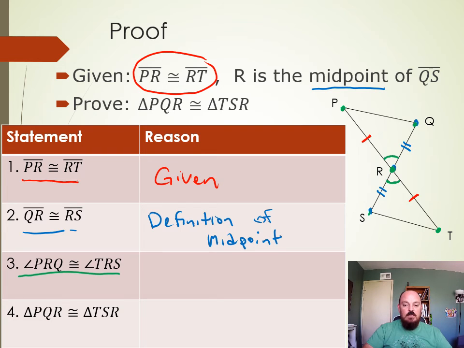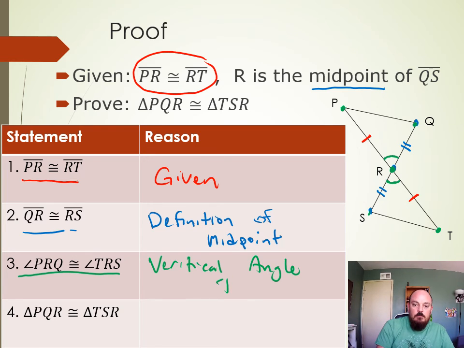How do I know that? Well, those are vertical angles. That's one thing we've done a lot of this year. Remember, when two lines cross and make an X, the two angles opposite each other are called vertical angles, and they're always congruent. So we can say vertical angles. It's actually the vertical angle theorem, but if you don't say theorem, that's okay. If you just put vertical angles, I'll know what you meant.